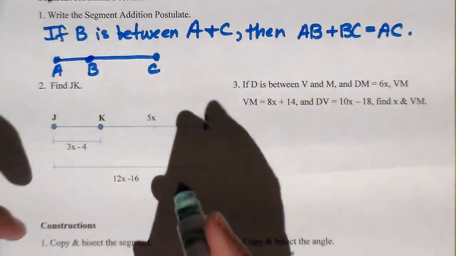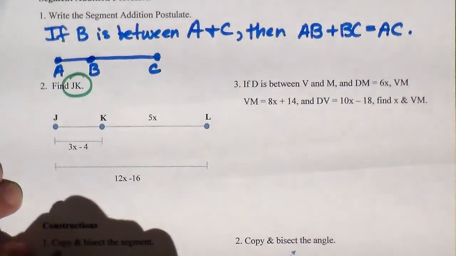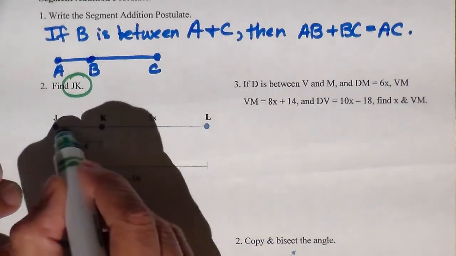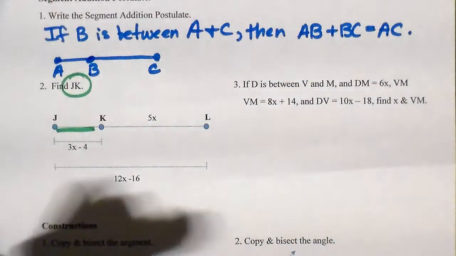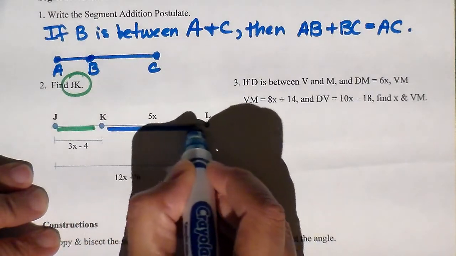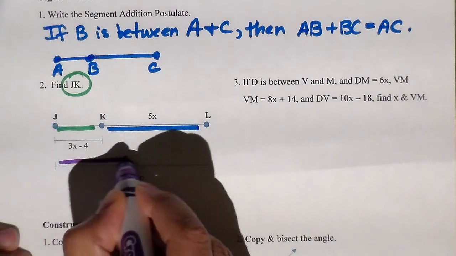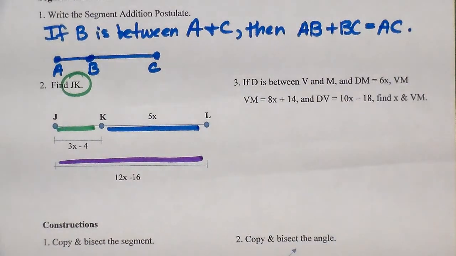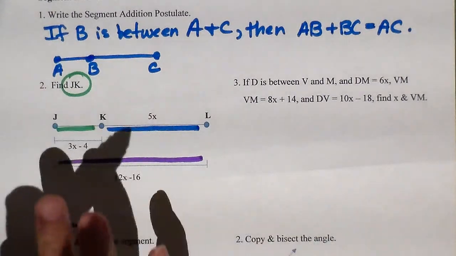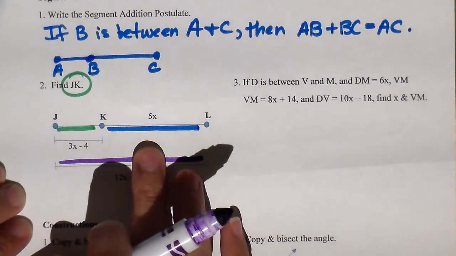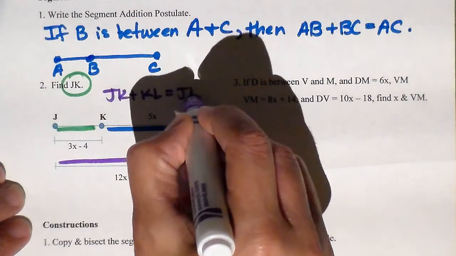All right, so next we've got this. I know that I want to find the length of JK. Well, what do I see here? I have a piece JK, I have a piece KL, and I have a piece JL. What do I know about this picture? Well, I know that the green and the blue added together is going to equal the purple, right? So JK plus KL is going to equal JL.